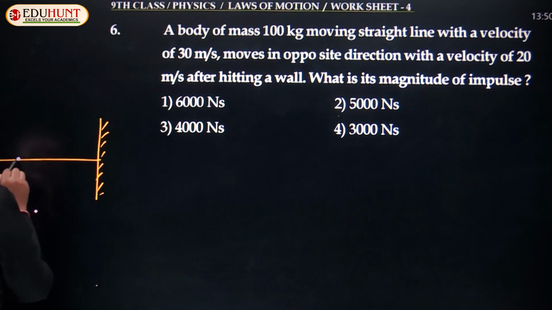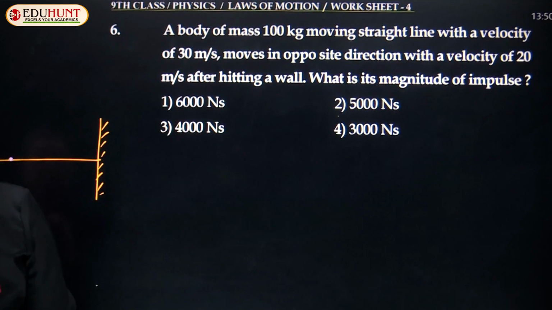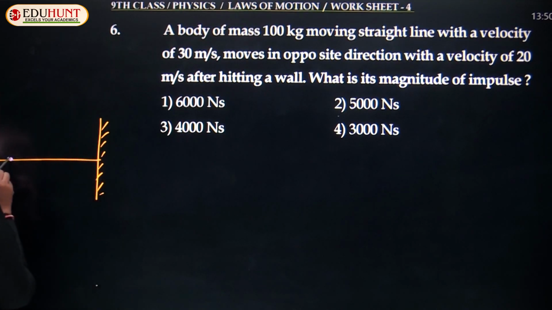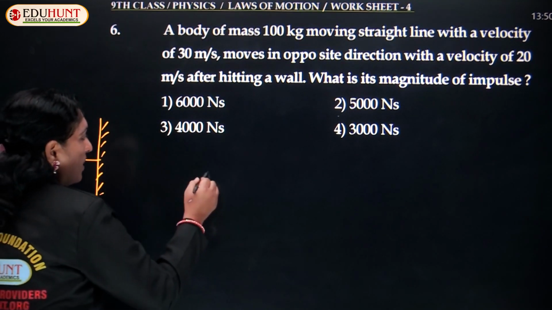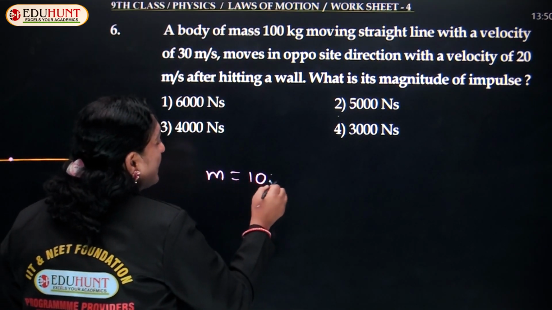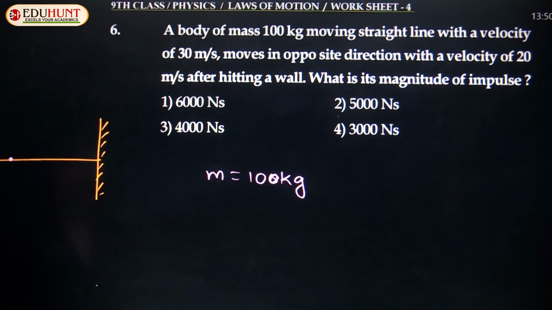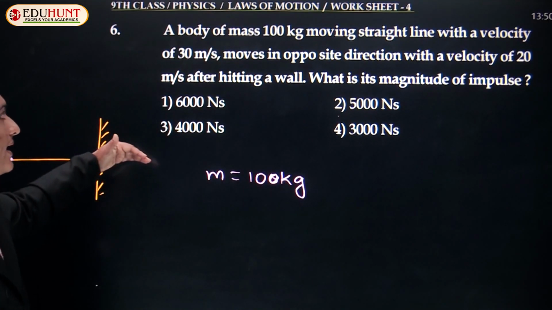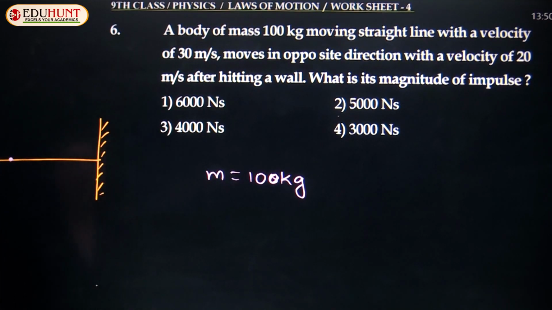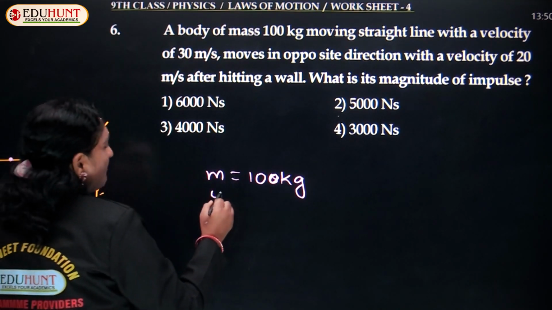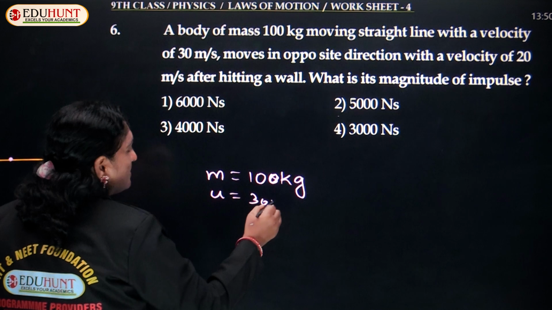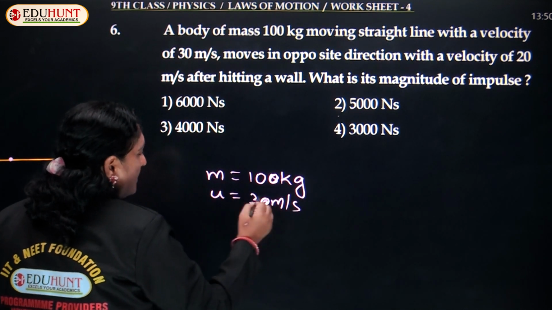This ball moves straight. Initially the position of the ball was here. This ball moving straight and again coming back. So how much is the mass of the ball given? Mass of the ball is given as 100 kg, moving in a straight line with a velocity of 30 meter per second. Initial velocity of the ball is given as 30 meter per second.